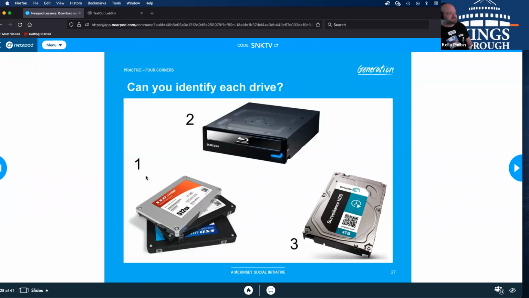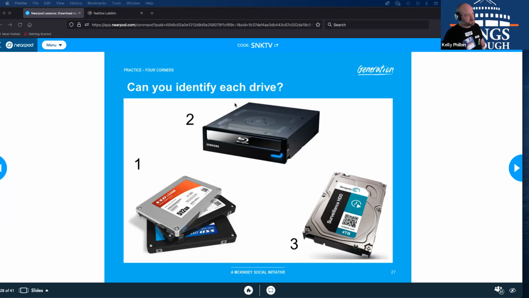Aminata, what is number 1 here? What kind of drive is that? So number one right here. SSD. SSD, perfect. Thank you so much.